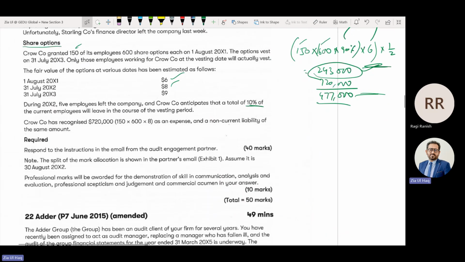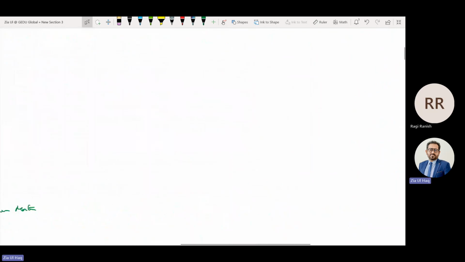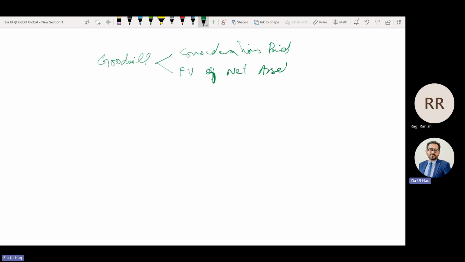Okay, let's move forward towards requirement C. Before moving towards requirement C, let's discuss how to verify goodwill. What is goodwill? The difference between consideration paid and fair value of net assets acquired.